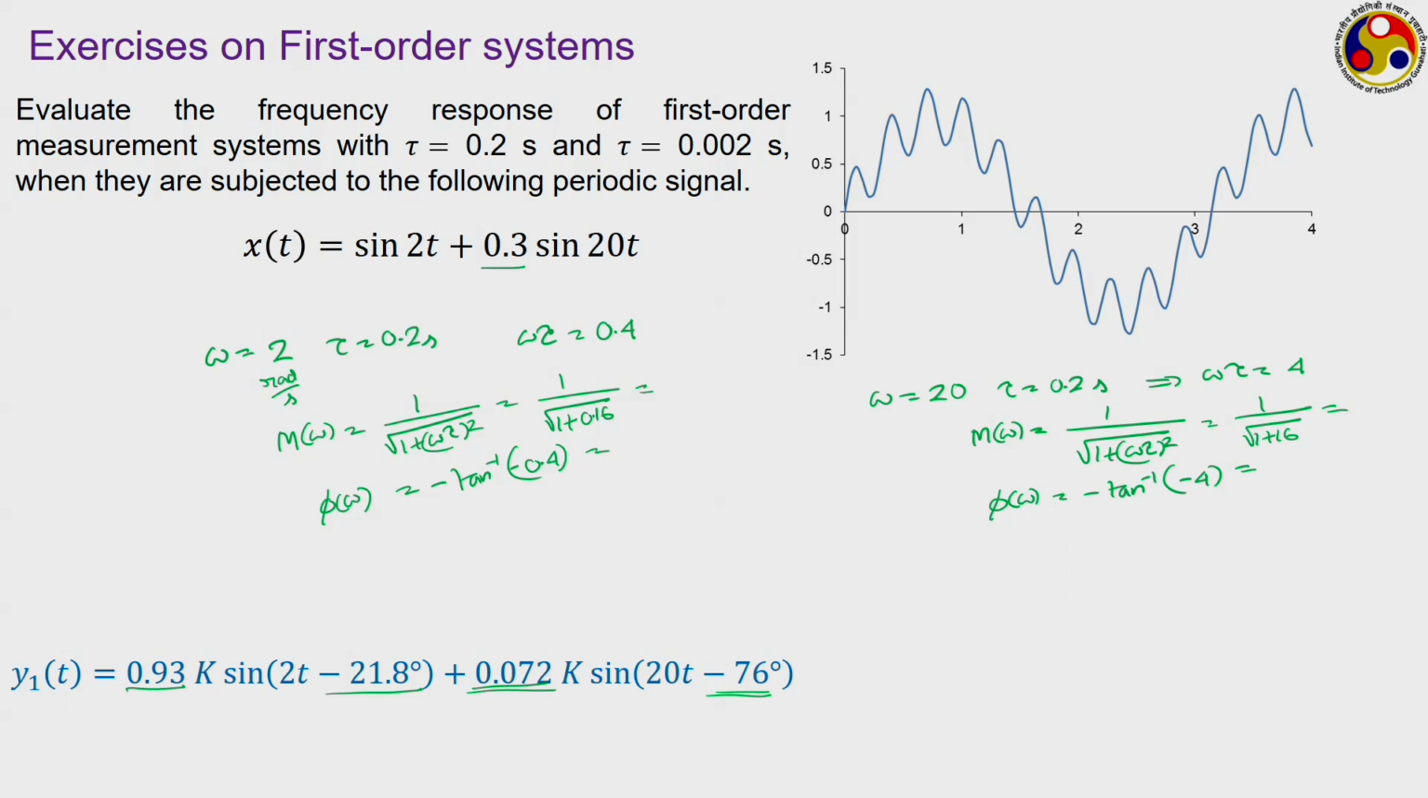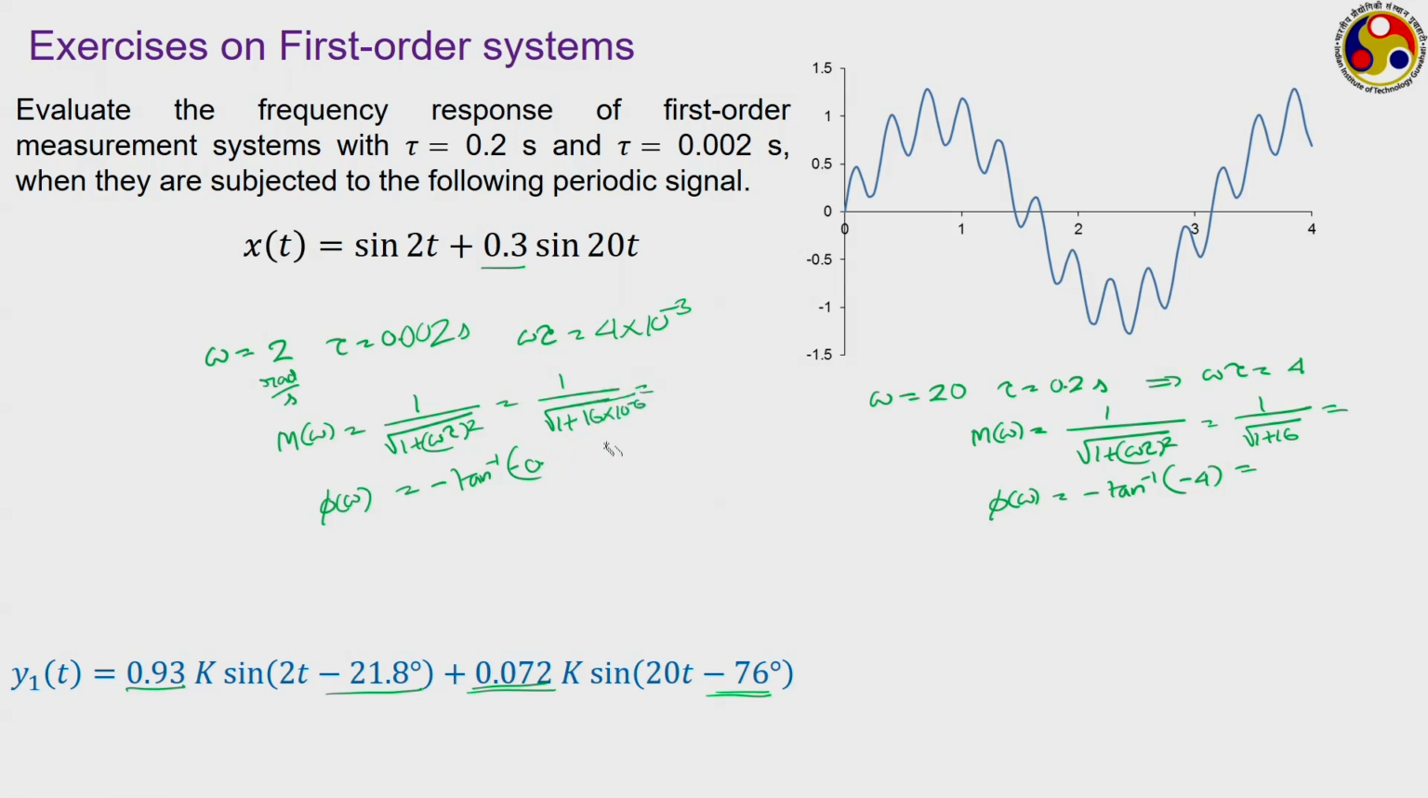If we solve for the second system, in this case tau is equal to 0.002 second. Accordingly, your omega tau becomes 4 into 10 to the power minus 3. Following the same procedure, we can calculate this 16 into 10 to the power minus 6.